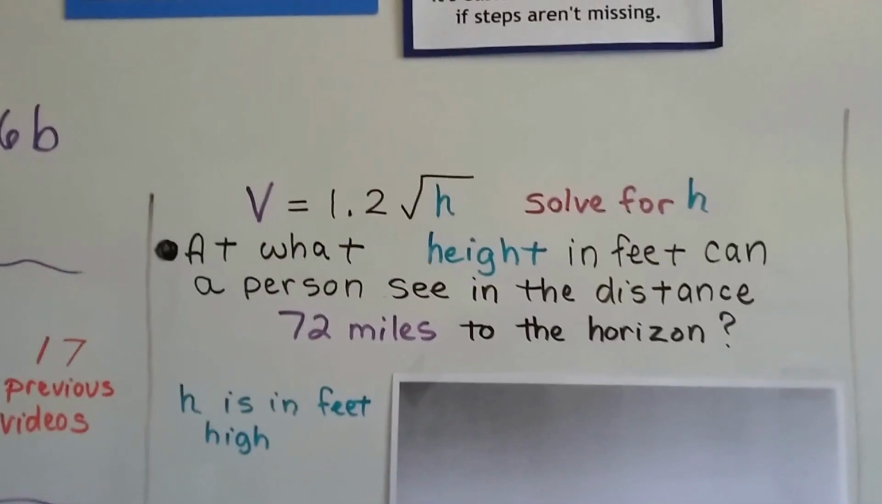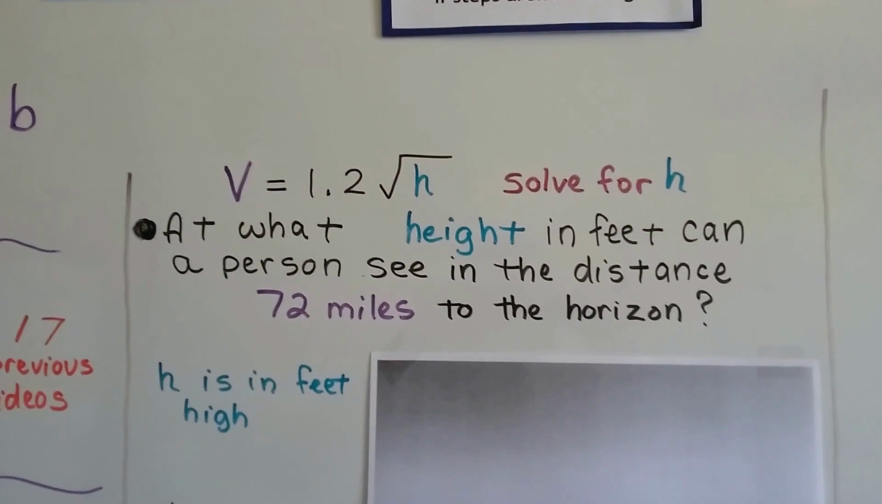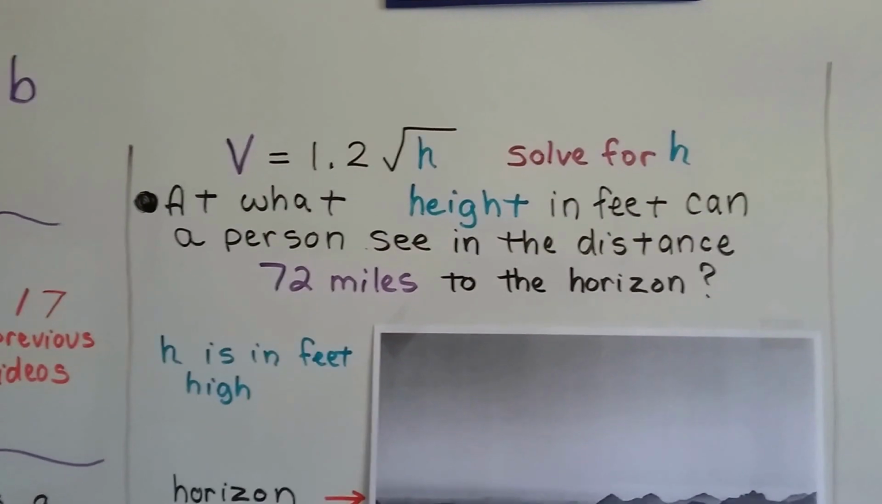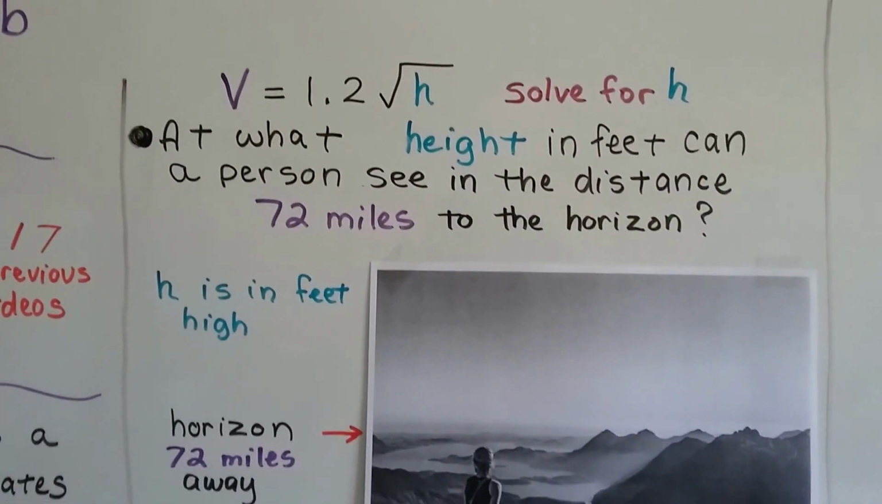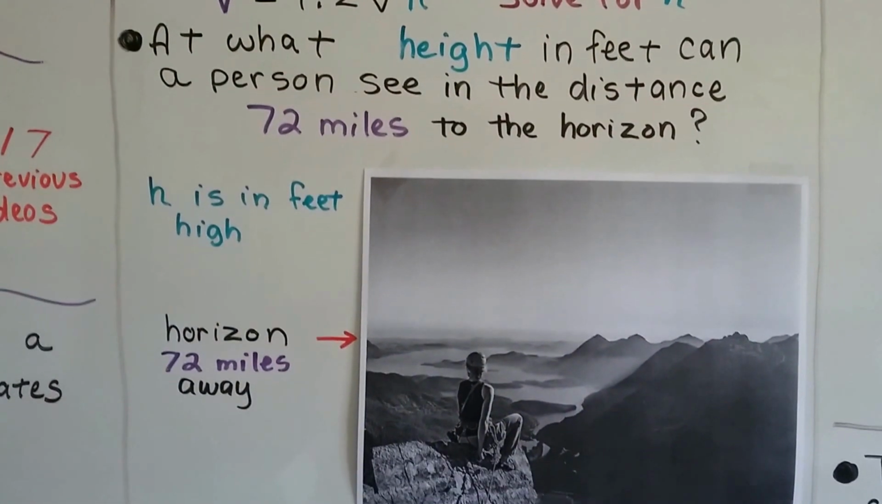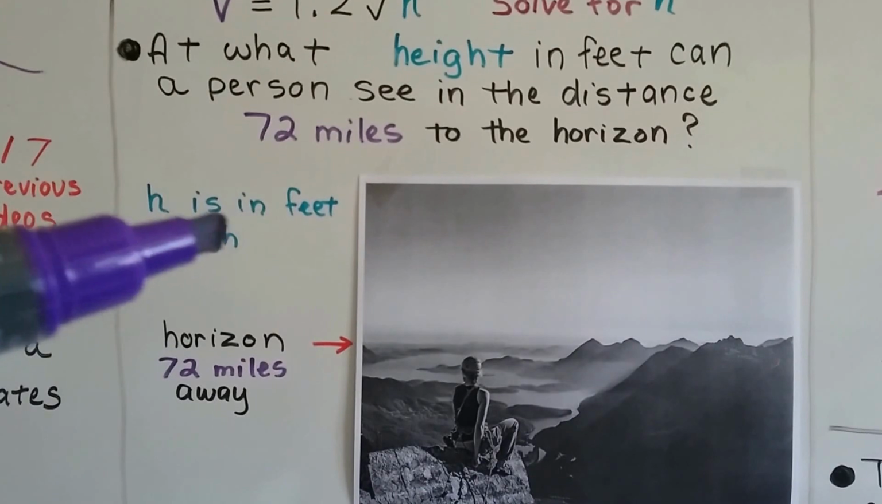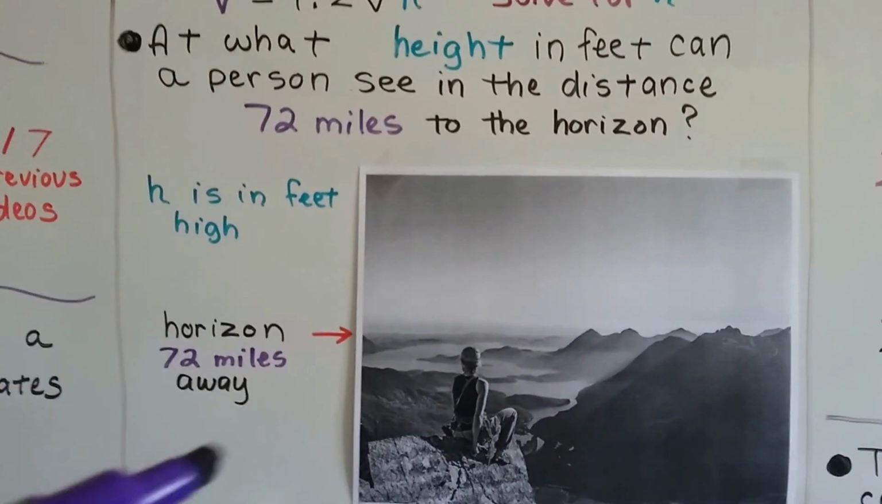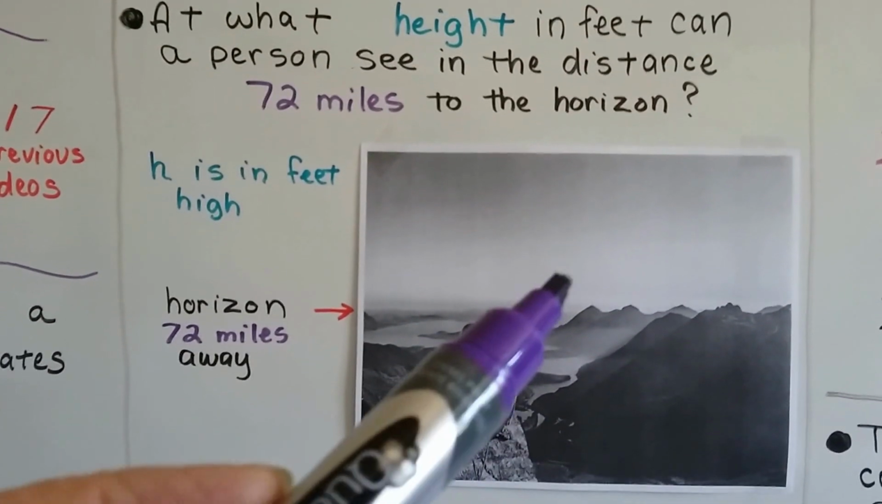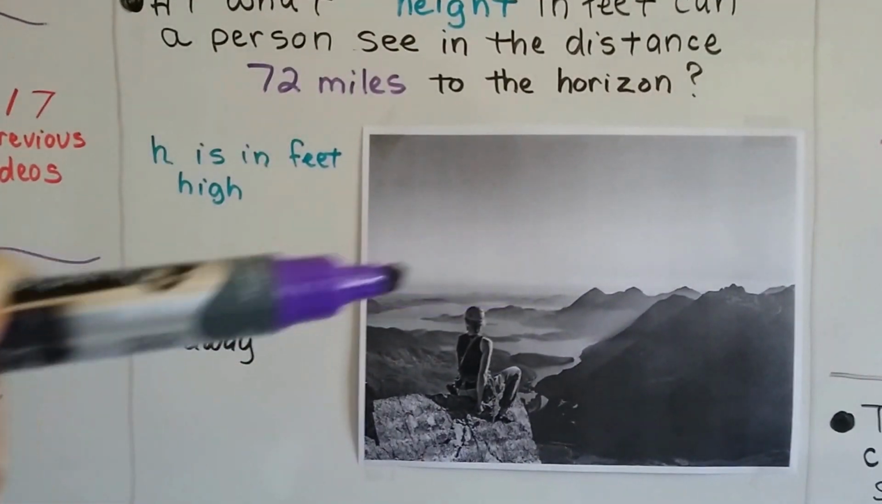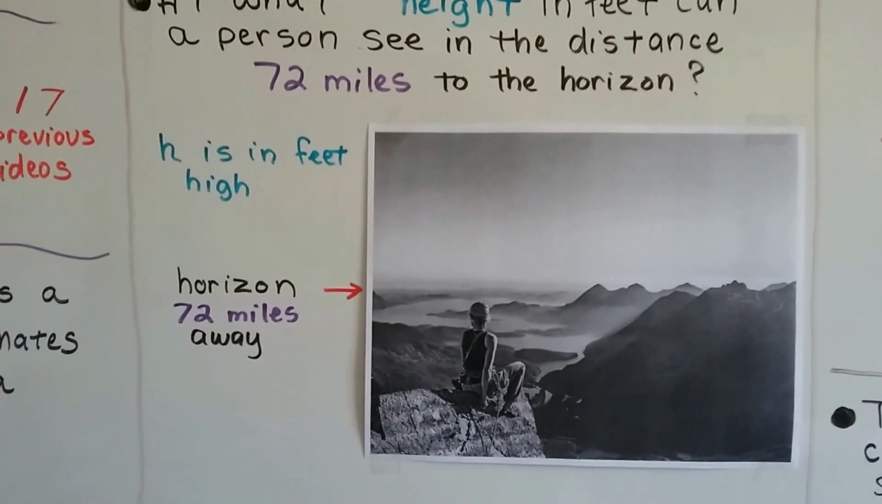So we have v equals 1.2 times the square root of h, and we need to solve it for h. At what height in feet can a person see in the distance 72 miles to the horizon? So h is going to be the height in feet, and she's sitting on this rock and she can see 72 miles away to this horizon. We need to figure out how high up she is, okay?